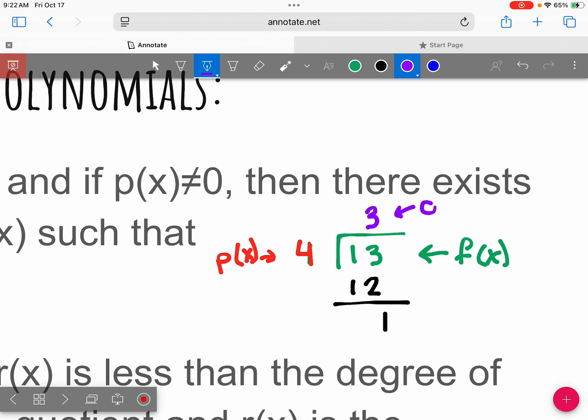This one is our q of x. And this guy is our remainder, r of x. So if we do it as long division, that's where we can find all those pieces. Because if I wanted to multiply them back together, I could take my 4 times my 3 plus 1, and it would give me my 13. That's what this statement is saying. That 13 is made up of 4 times 3 plus 1.